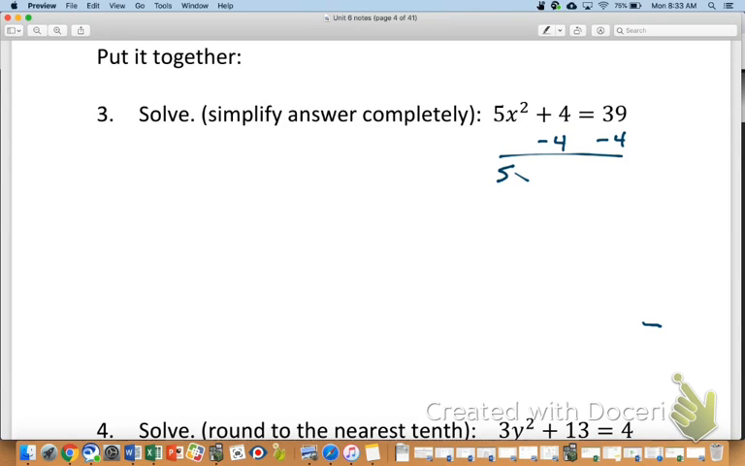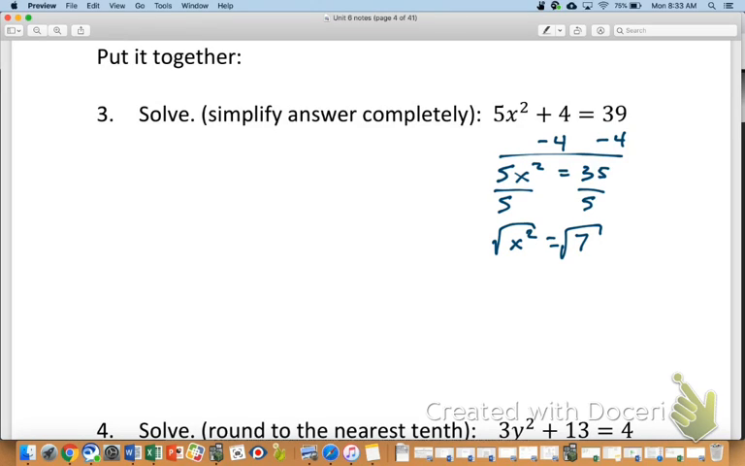This gives me 5x squared equals 35. And then I've got to divide both sides by 5. This gives me x squared equals 7. So once I've done this, I need to get rid of the squared. How do you get rid of squared? Square root. But keep in mind, what we're basically asking ourselves is what number times itself is 7?